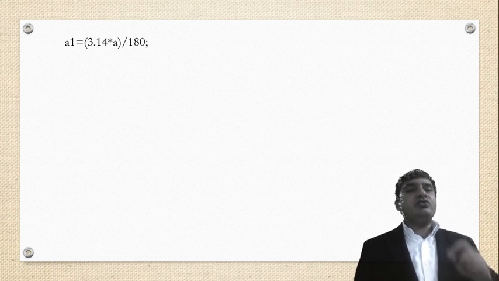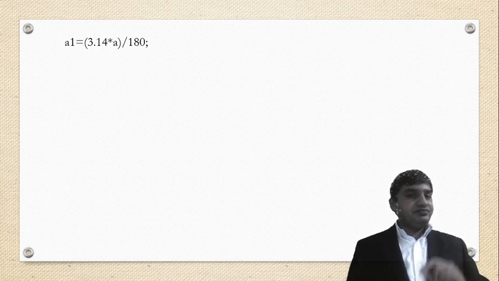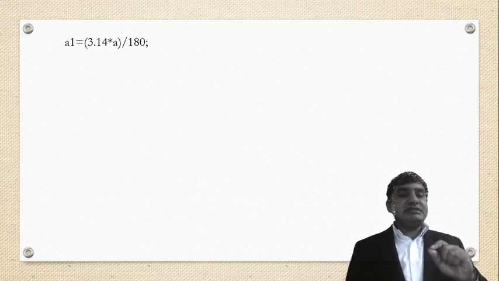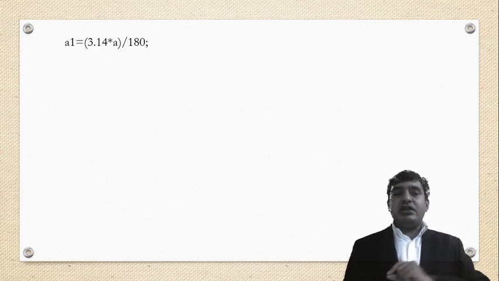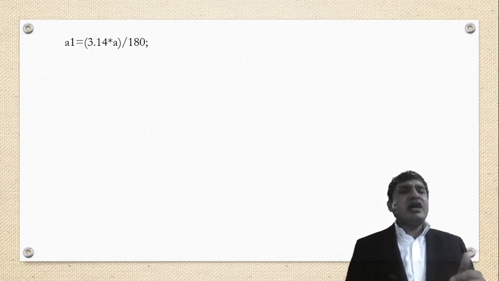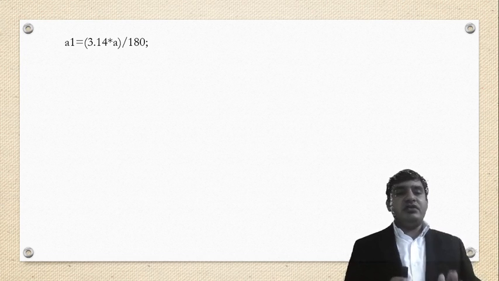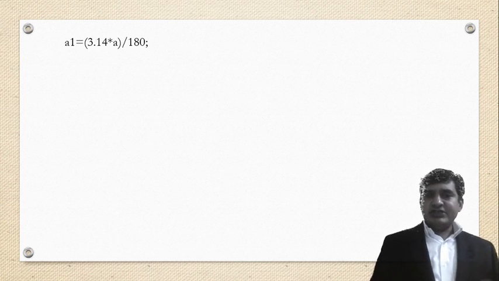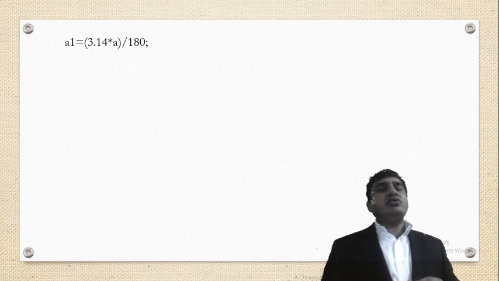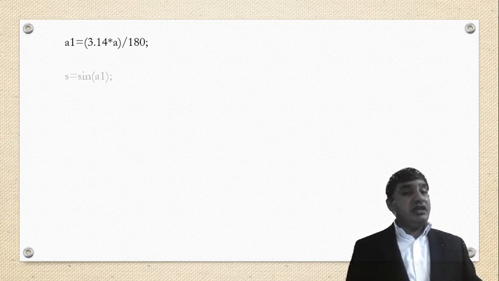Now a1 is equal to 3.14 into a divided by 180. a is the angle which is in degree. Now the angle is converted into radian by using this formula. So a1 is equal to 3.14 into a divided by 180.